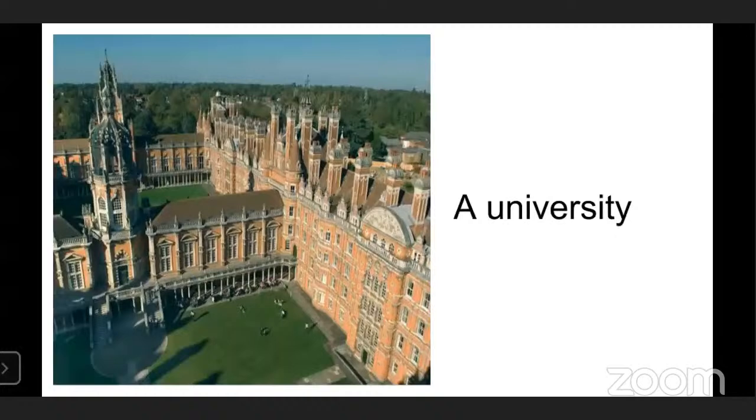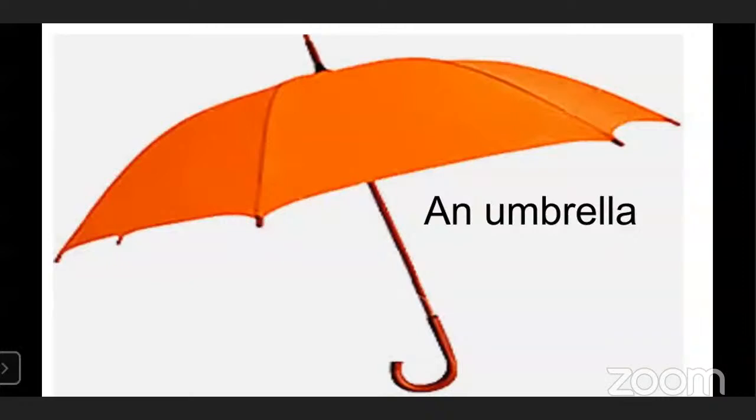A university, a European university. See the pronunciation. Here U, if you write Y, double O, U, that is quite similar to university's U. In umbrella, we say 'uh', umbrella. Umbrella also begins with the letter U. University also begins with the letter U, but it is pronounced Y, double O. If you pronounce it, it will sound quite similar to Y, double O. That is university. So it is a university. It is an umbrella.